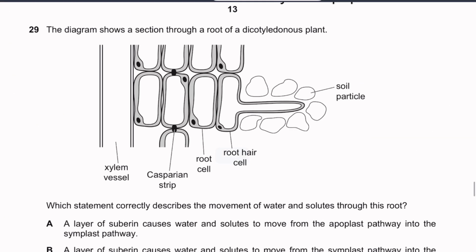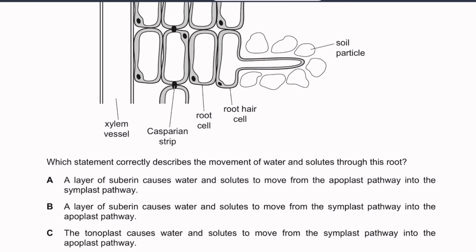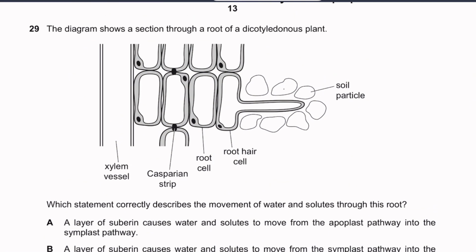Okay, moving on. The diagram shows a section through a root of a dicotyledonous plant. So you have a xylem, Casparian strip, root hair cell, and soil particle. Now, which statement describes the movement of water and solutes through this pathway? So you have a soil particle and water moving from the soil into the root hair cell via osmosis and ions via active transport.